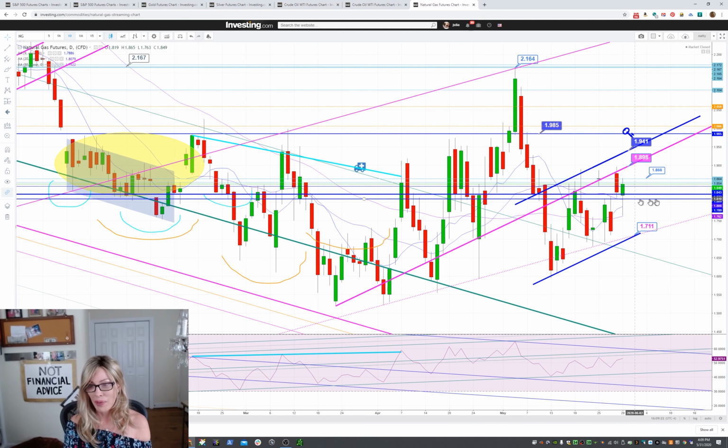Okay, now let's talk about Natty. Oy vey. I added more lines, you guys. Like, what am I doing? Because of all the gaps. So we filled the contract gap. I talked about maybe why it wouldn't fill that gap right away, but of course it did.